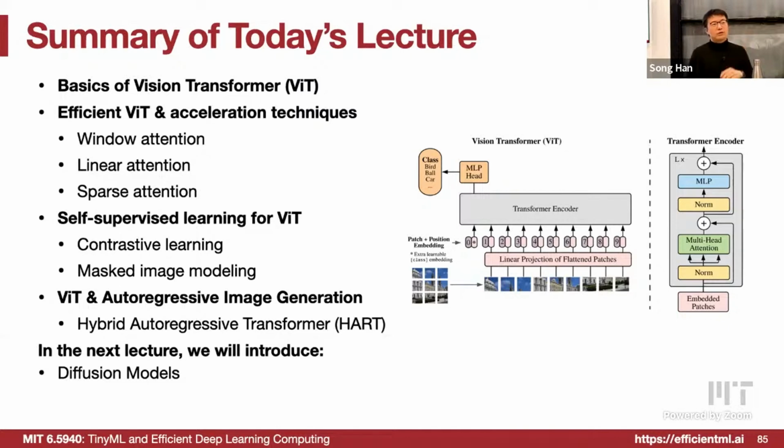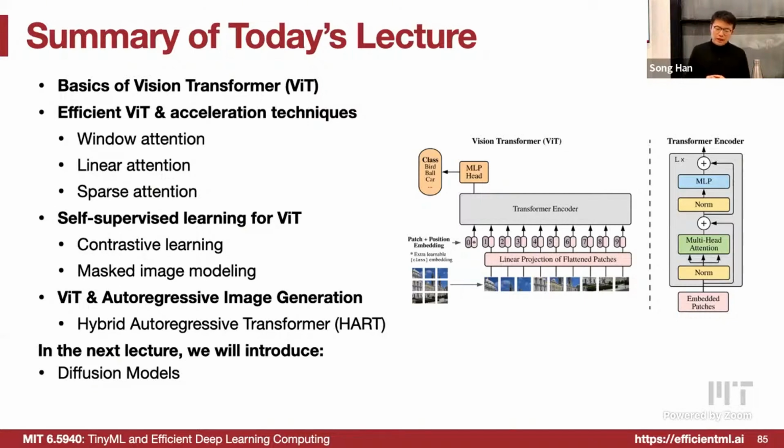We can first try window attention, so everything is constrained locally within that window. We can also use linear attention using EfficientViT, or sparse attention, where not all the windows need to attend to each other. And then we talked about the data efficiency of ViT, basically not requiring a lot of well-labeled data, by using self-supervised learning, including contrastive learning and also masked image modeling.